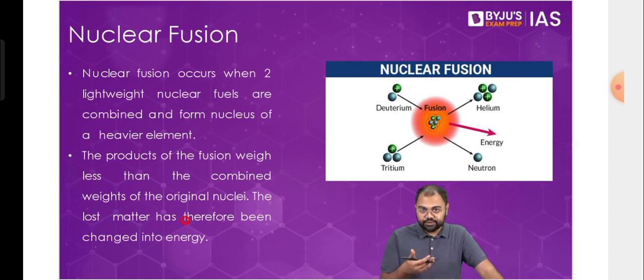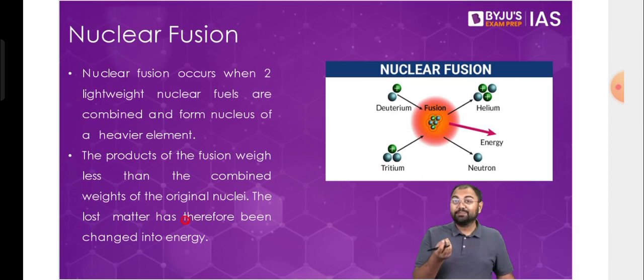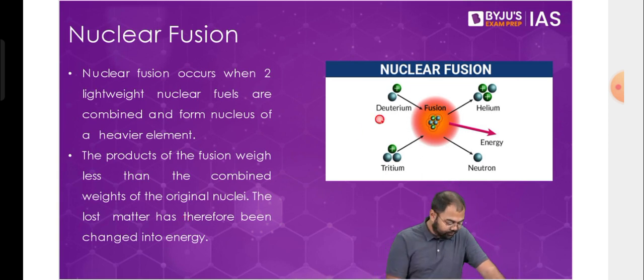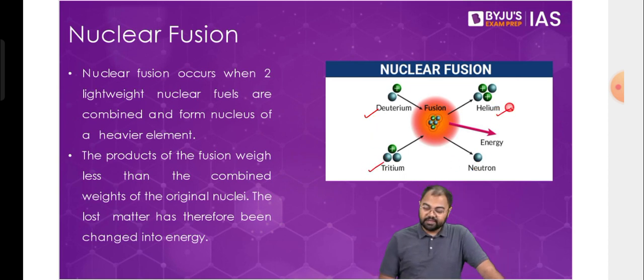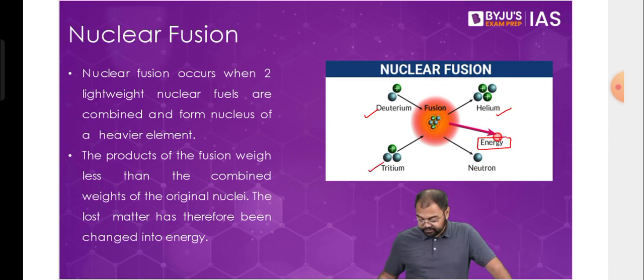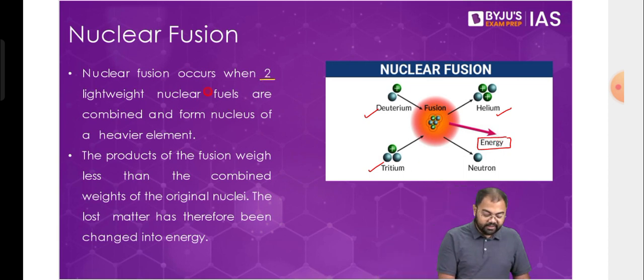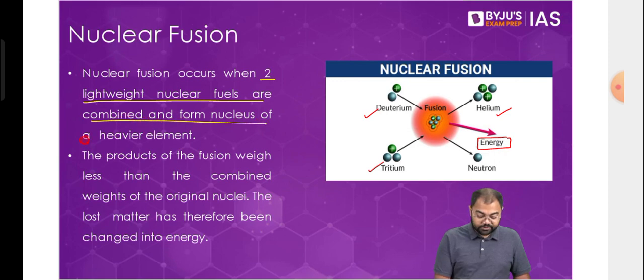Similarly, when we say nuclear fusion, it means that there are two things that will combine, and while combining, they actually release a lot of energy. So what combines? What we see here is that there are isotopes of hydrogen that can combine together, and while they combine, they can form helium. While forming helium, they also release a lot of energy. So this is what we basically see in any typical nuclear fusion, where two lightweight nuclear fuels are combined and they form a nucleus of a heavy element.